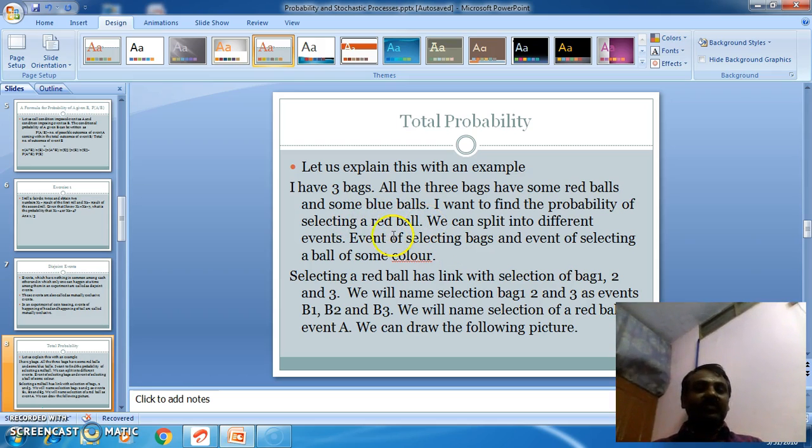We can split into different events: the event of selecting bags and the event of selecting a ball of some color. Selecting a red ball has a link with the selection of bag 1 or bag 2 or bag 3. We will name selection of bag 1, 2 and 3 as events B1, B2 and B3. We will name selection of a red ball as event A. Now we can draw the following picture.